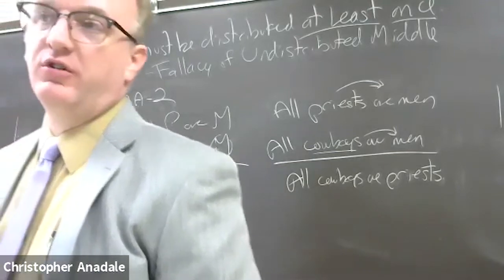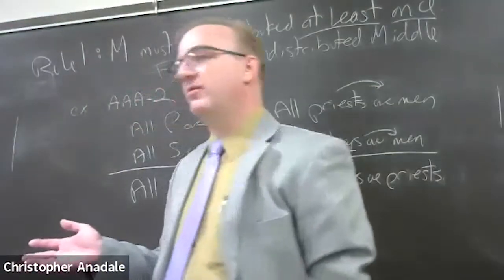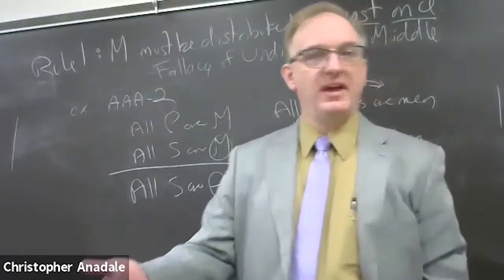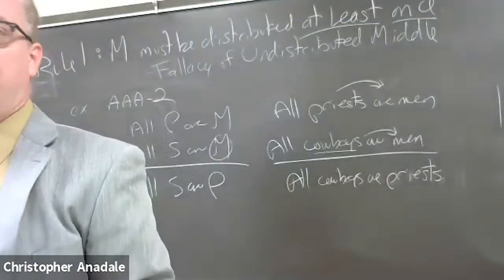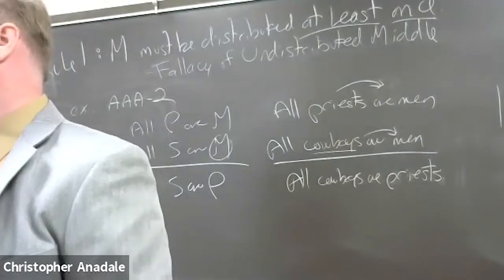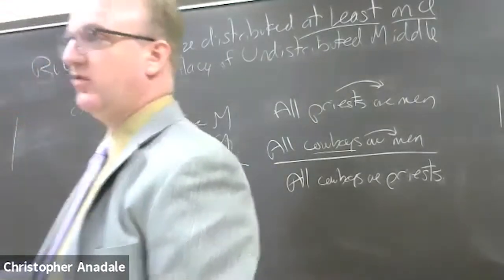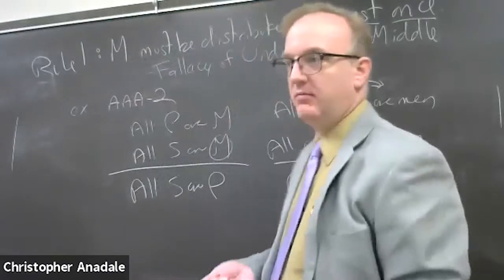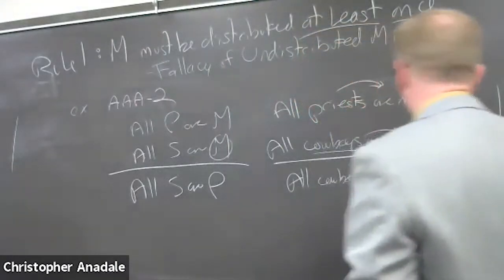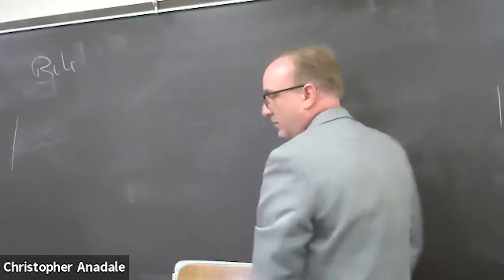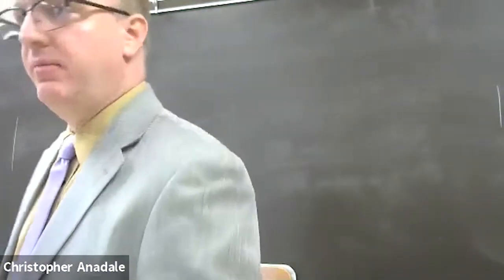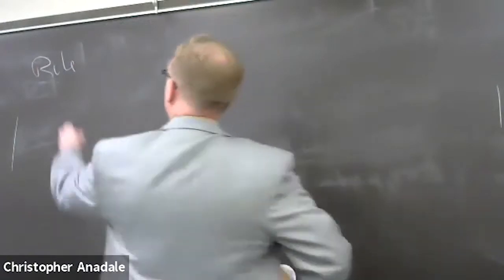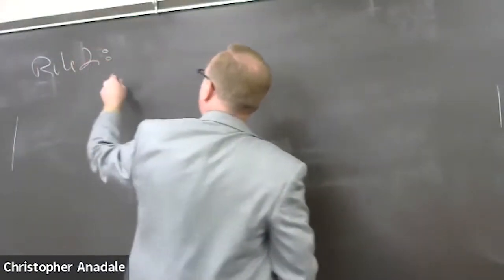Something important to note also, it's okay to have the middle term distributed twice. That's having more money in the bank than you absolutely require. There's not a problem with that. It's just a matter of the premises having to make at least a single distributed claim about the middle term. Let's talk about rule 2. Rule 2 also deals with distribution, but in a little bit more complex way. Evaluating it's going to take a little bit more work.